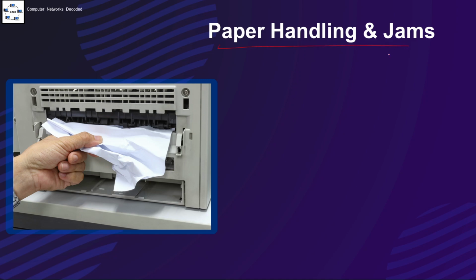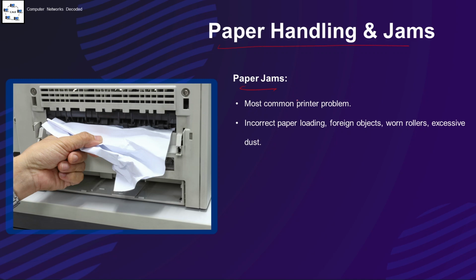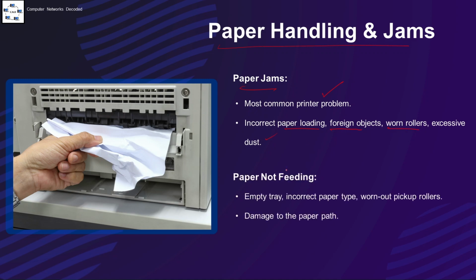Paper handling and jams. Paper jams are among the most common printer problems, and this is due to incorrect paper loading, foreign objects inside the paper tray, worn rollers or excessive dust. Paper not feeding may be due to an empty tray, incorrect paper type, worn out pickup rollers, or damage to the paper path.